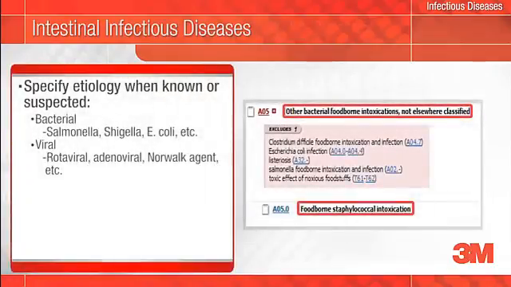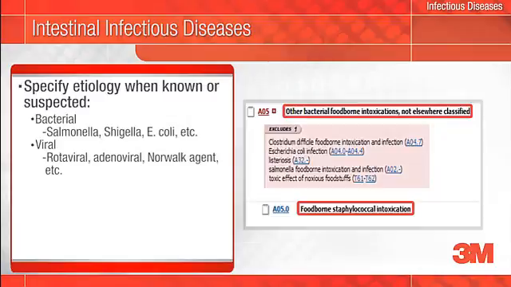There are not a great deal of new requirements here. As in ICD-9, ICD-10 can classify intestinal infectious diseases due to a variety of causes or organisms when documented by you. Specify the etiology and/or organism when known or suspected.